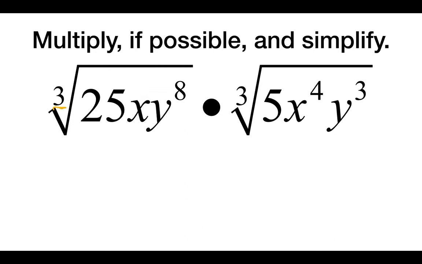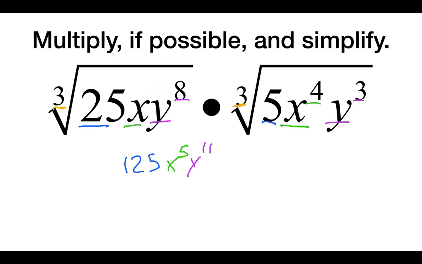Now, you'll notice both of these are cube roots, which means we can multiply them. So I'm going to start with 25 times 5, and that is 125. x times x to the 4th is going to be x to the 5th, because we just add those exponents together. Then y to the 8th times y cubed is going to be y to the 11th.